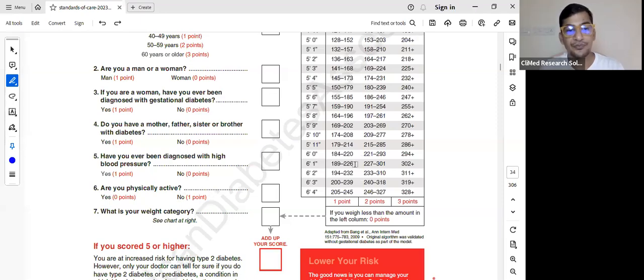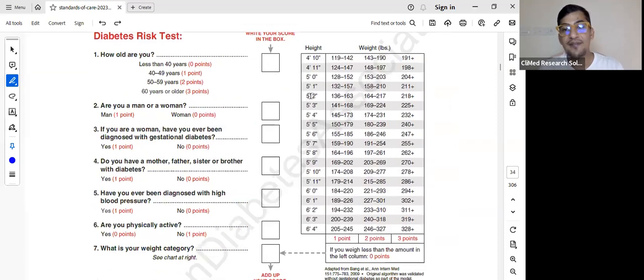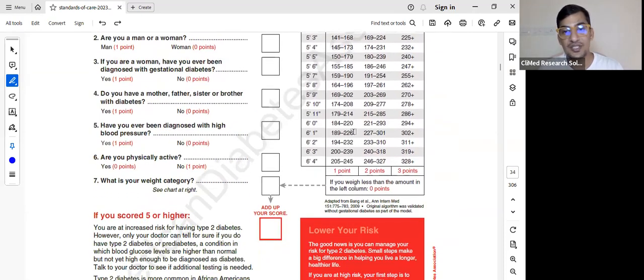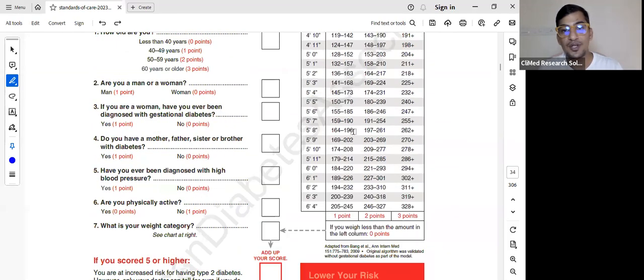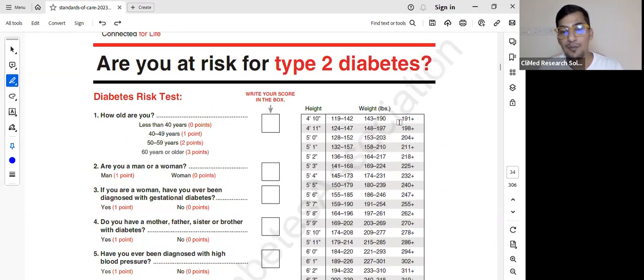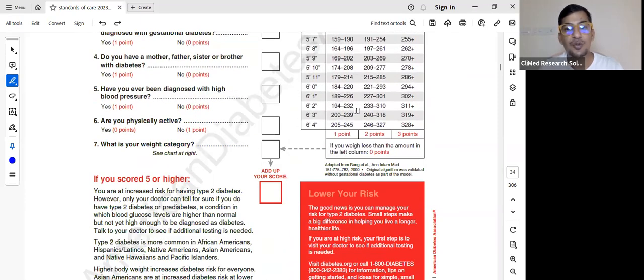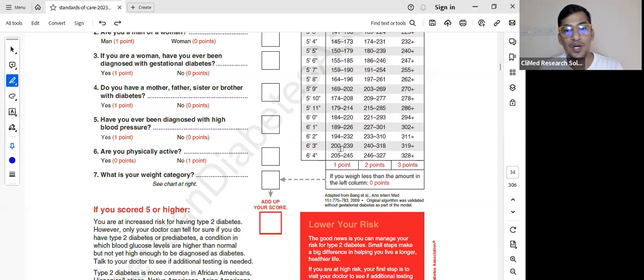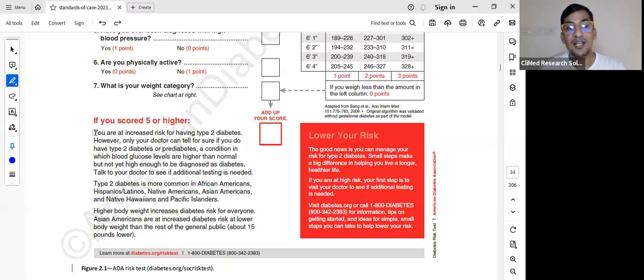Look at this. They have the height and weight category also, based on obesity. Whatever matches yours, it is in pounds, but you can convert it into kgs and check which category you are in. If you are in this category, 1 point. If you are in this category, 2 points. If you are in category 3, obesity, which is based on BMI, it's 3 points. Add up your scores, and if your score is 5 or higher, then you are at increased risk of having type 2 diabetes, right?